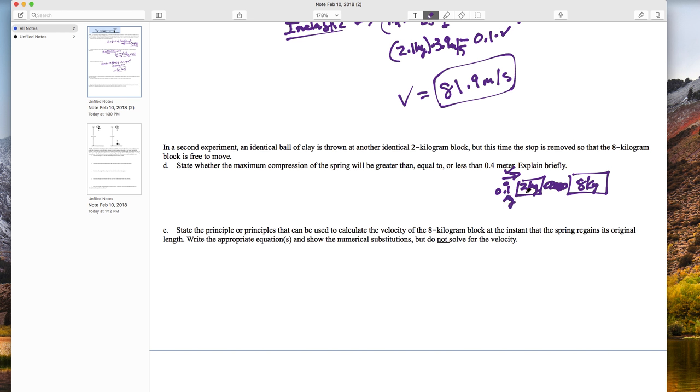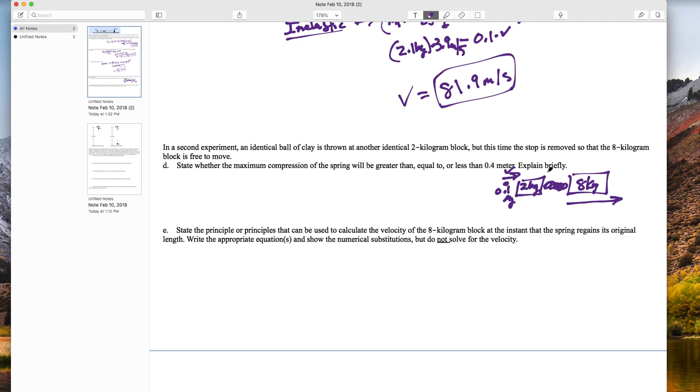And when this hits, this will hit the initial block, which will compress the spring, which will eventually compress this 8 kilogram block, which then will proceed to move forward way after the fact. And that's the situation that we're considering now. This stop that was on this end has been removed. So we want to state whether the maximum compression of the spring will be greater than, equal to, or less than 0.4 meters. And explain briefly. Well, here's the question.